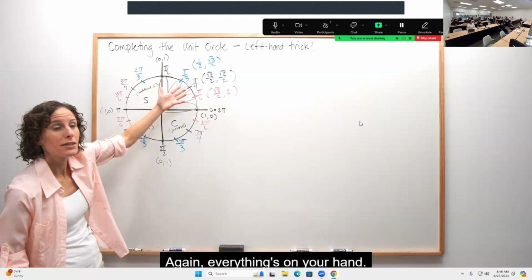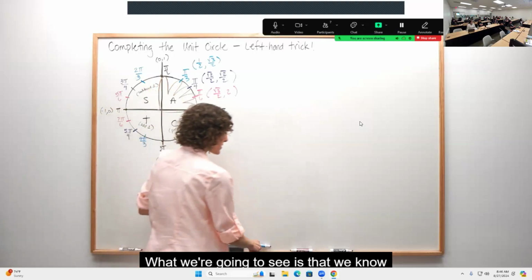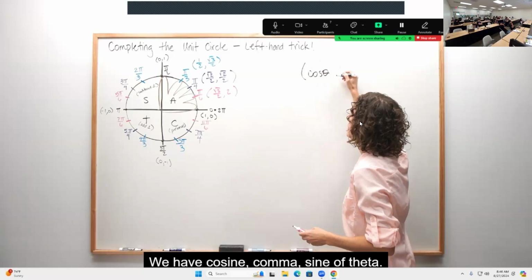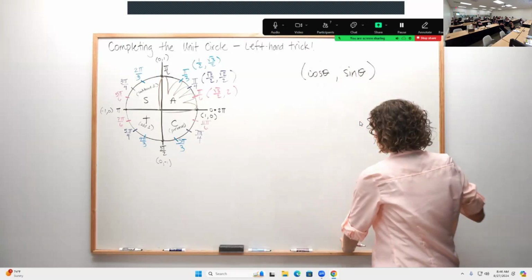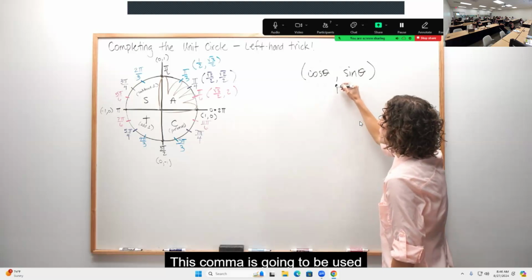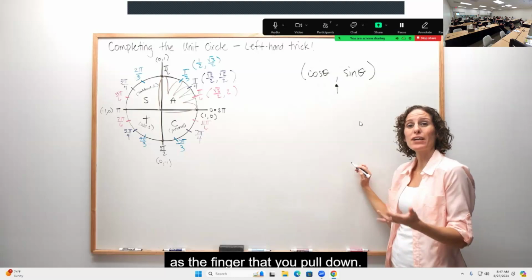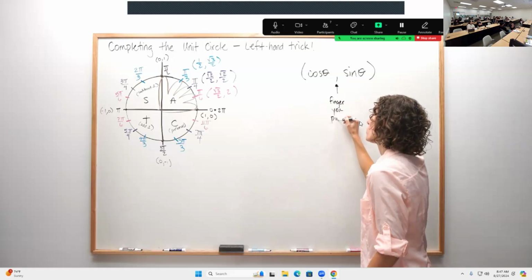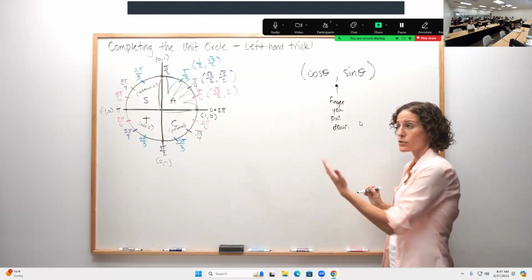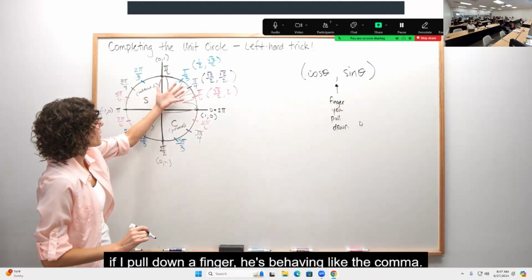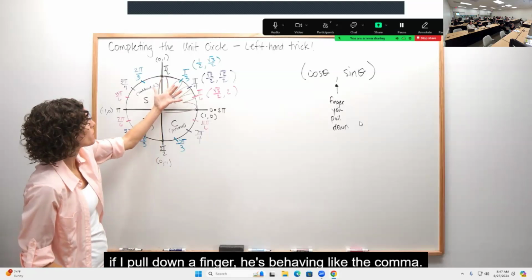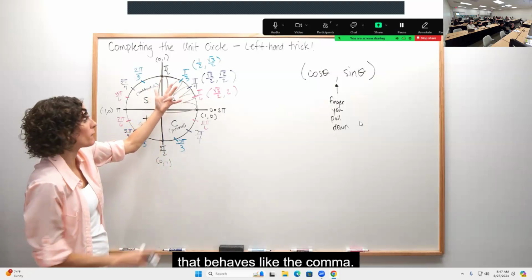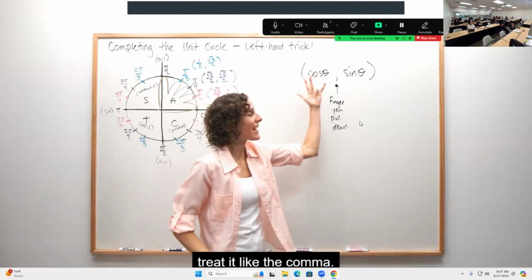Again, everything's on your hand. So let's see what's going to happen. We know that we've got an ordered pair: cosine, comma, sine of theta. This comma is going to be used as the finger that you pull down. So if I have my left hand and I pull down a finger, it behaves like the comma. If I pull down this finger, that finger behaves like the comma. Whichever finger is pulled down, treat it like the comma.